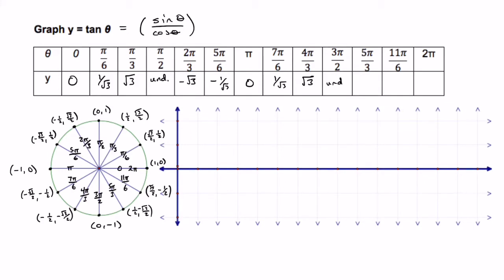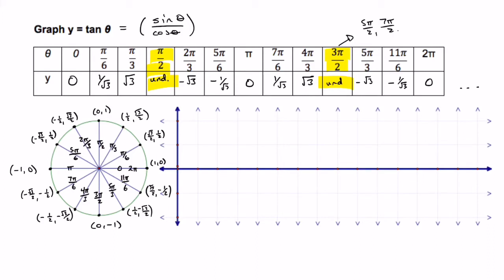And what's going to happen with these undefined values is that those are where the vertical asymptotes are. It's like the reciprocal functions: when we had 1 over 0, that's where an asymptote occurred. It's the same thing here. It's 1 over 0 or negative 1 over 0. So I'm just going to highlight those two. Those are where the vertical asymptotes are.